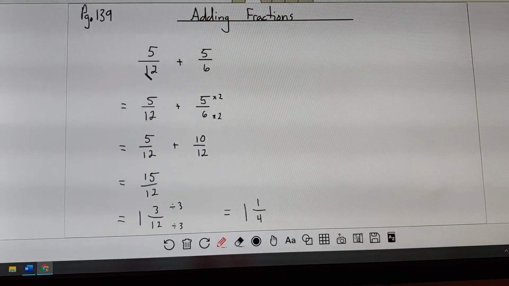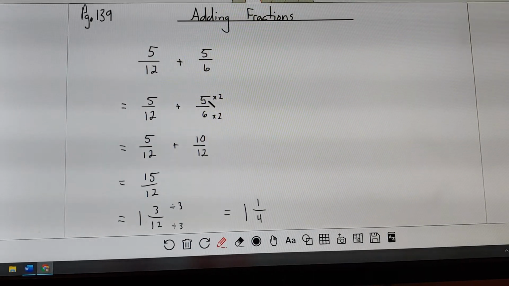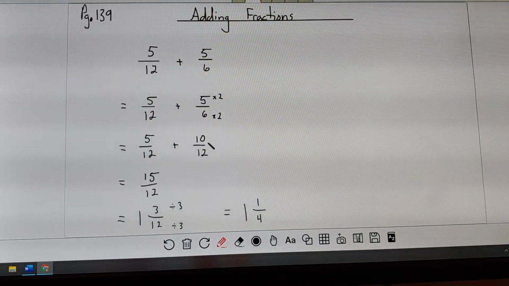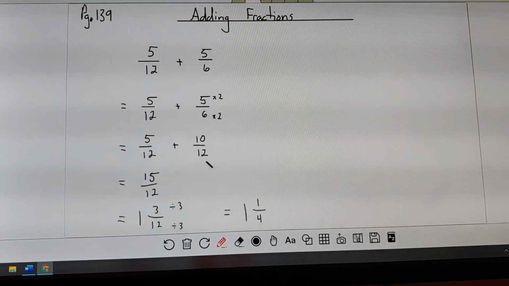So 5/12 doesn't have to get changed at all. So I just copy that down here. 5/6, well, what do I have to do to 6 to make it 12? I have to multiply by 2. So I do the same to my numerator and denominator. So then we jump down to this one. I have them both as fractions over 12, and 5/6 is 10/12. Okay, these are equivalent fractions. They're worth the exact same. It's just being shown with a different denominator.